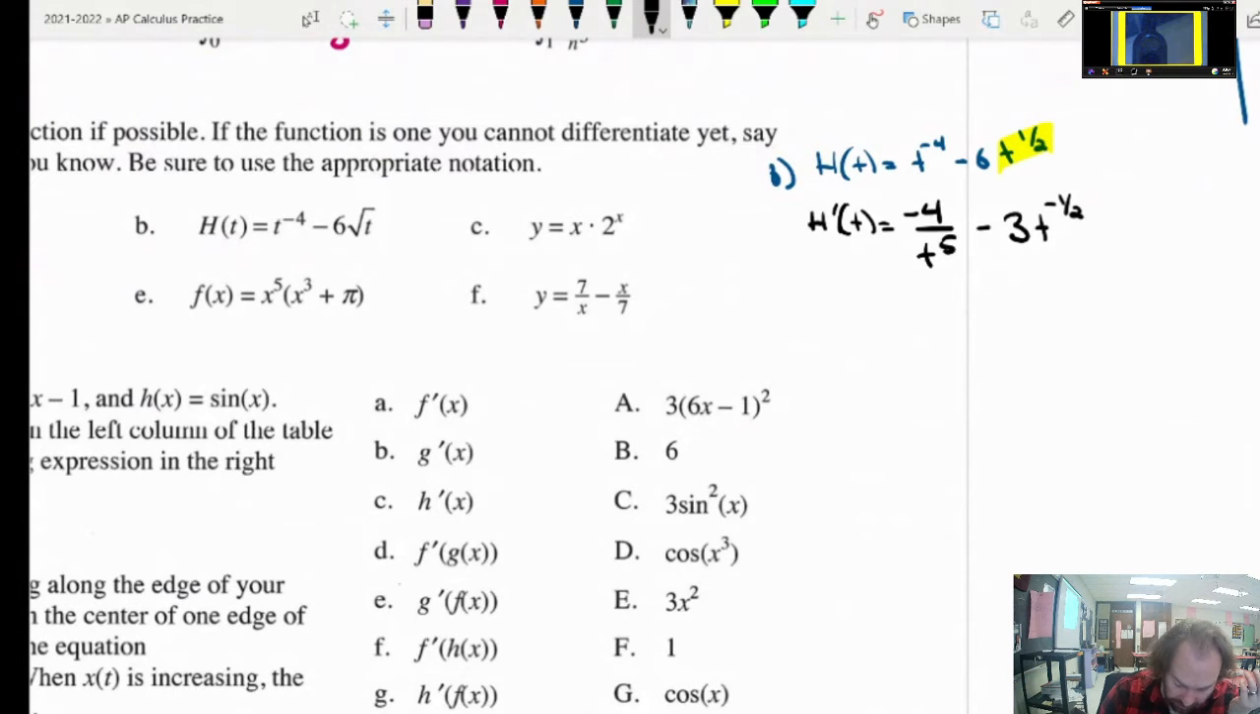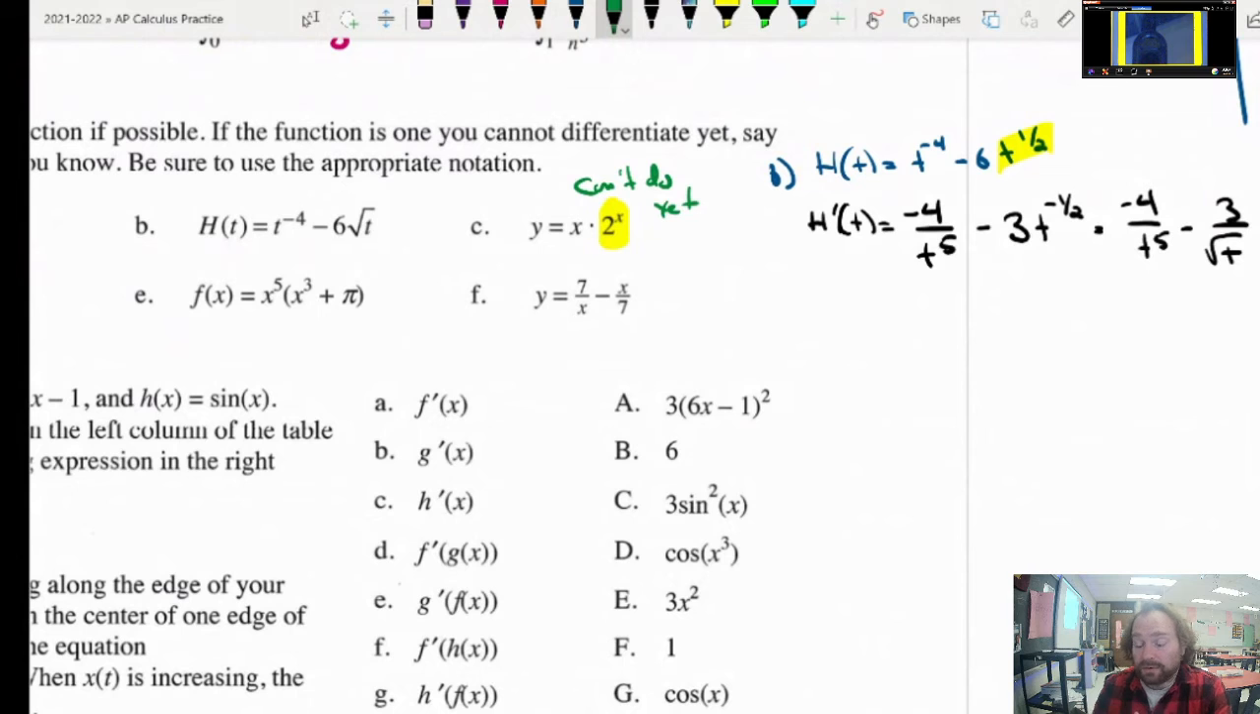We could clean this up a little bit, I suppose. That would be negative 4 over t to the fifth minus 3 over the square root of t. That's another way to write the same answer. So it's kind of up to you how you want to write it. Question C, we do not know how to take the derivative of 2 to the x power yet. That's not a thing we've dealt with, so this one we cannot do yet.